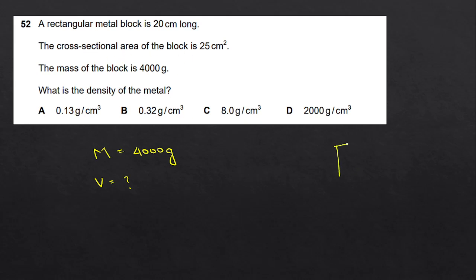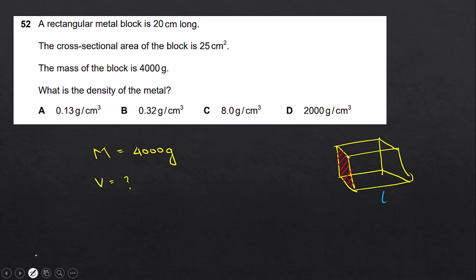Let's say I have a cuboid. If I want to find the volume of the cuboid, and if I am provided with length and area of cross section, remember that this area of cross section times length will give us the volume of the cuboid.